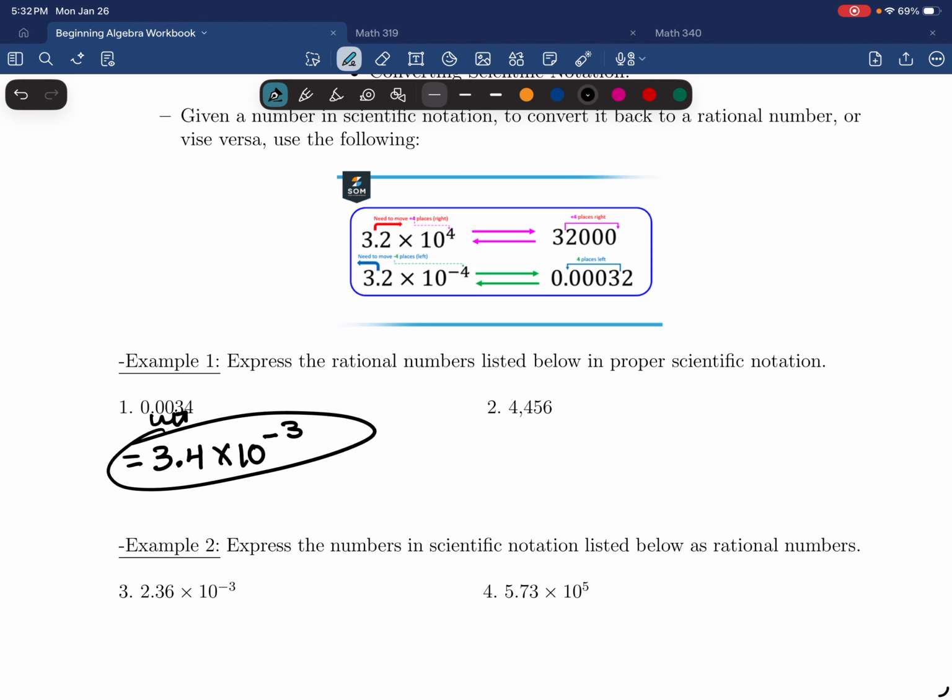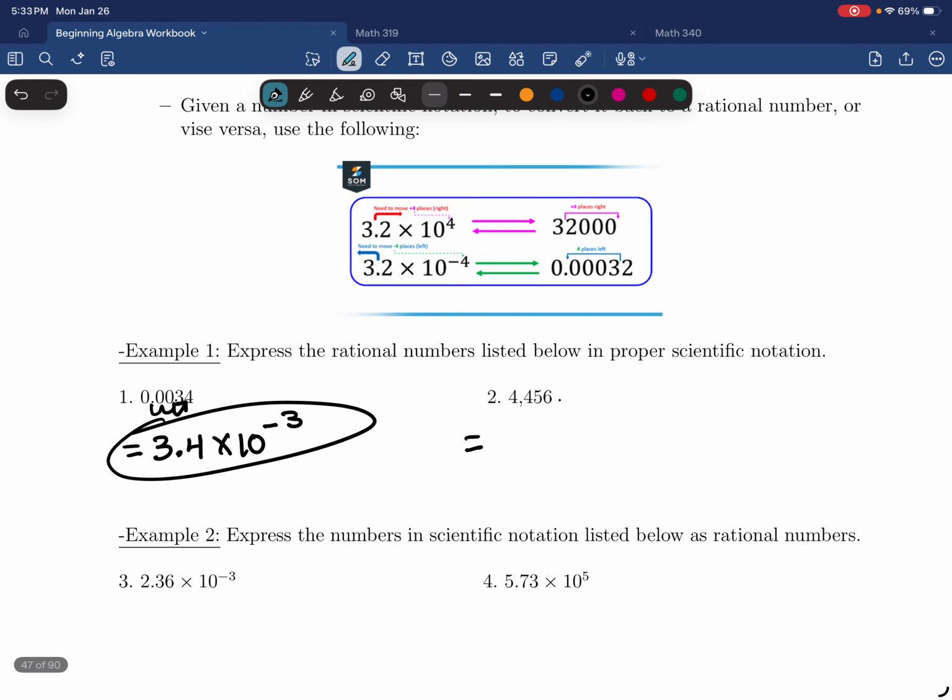Looking at example number 2, we have 4,456. And I encourage you to pause the video and convert this number to scientific notation on your own. And assuming you've given it a go, let's go through this. Because this is a rather large number, we automatically know just by looking at it that our exponent's going to be positive, and we want to make this a decimal.